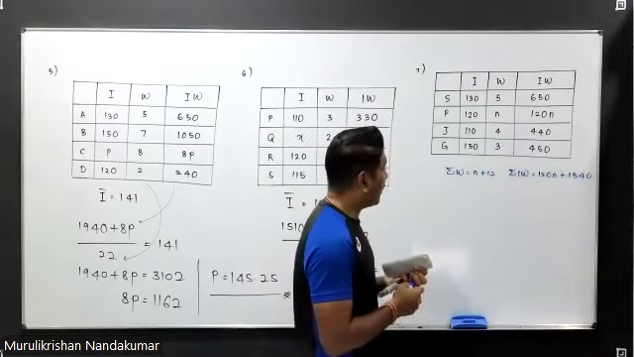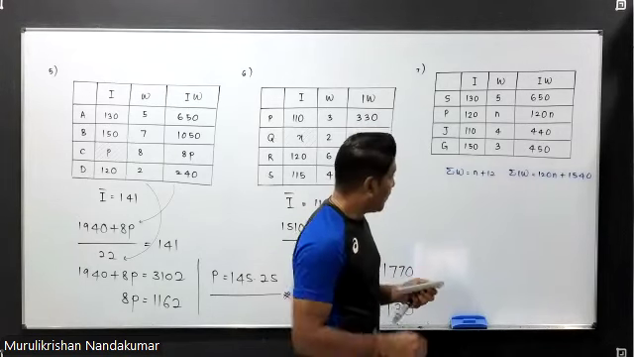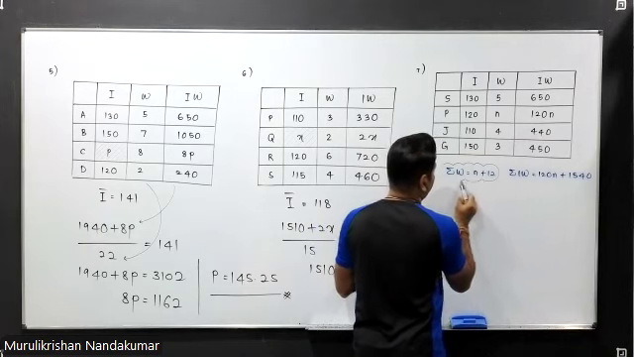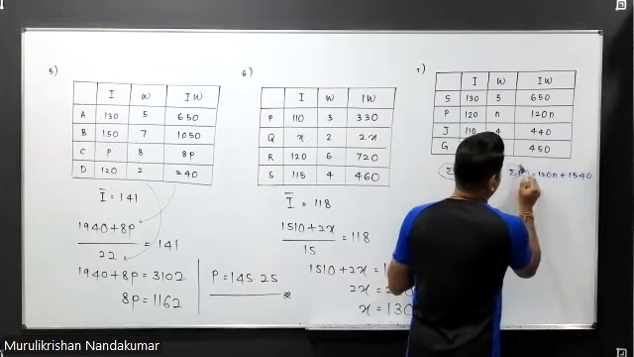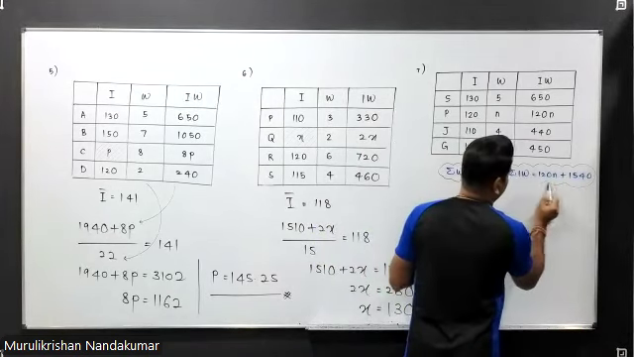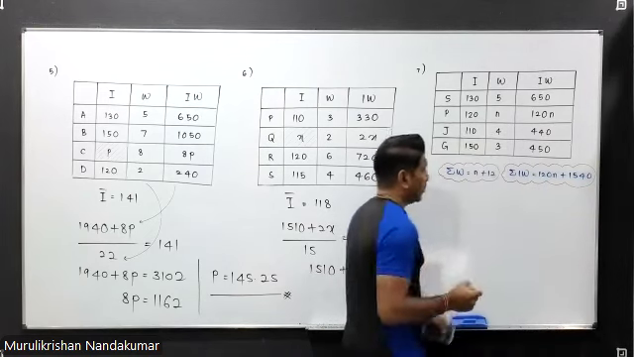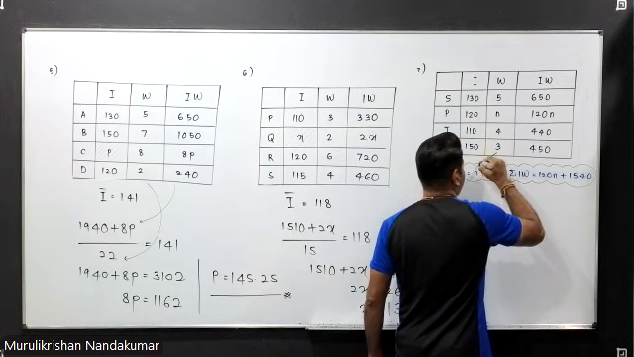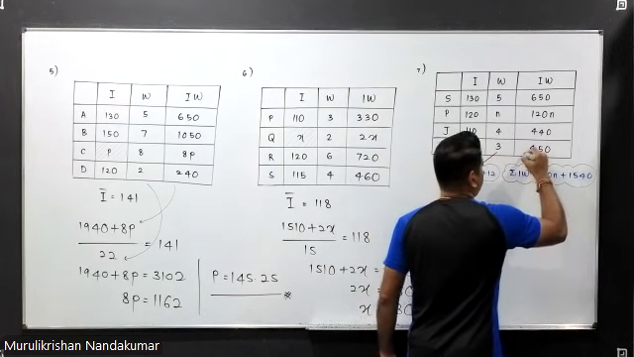Tengok. Kamu faham tak apa yang saya buat? You know what I did, you know? This is the sigma W, and this is sigma IW. This one I took it from here. Ini saya dapat dari sini.